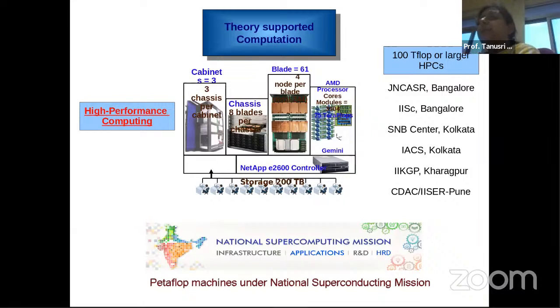And there are in our country several places where we have 100 teraflop or larger capacity high performance compute clusters. I have just given some representative names like JNCASR, IISc. In Kolkata, at SN Bose Centre, we have a cluster of the tune of 150 teraflop capacity. IISER, IIT KGP, CDAC, IISER Pune, and the list is actually longer than what I have listed here. And in recent times, there has been a huge effort in the name of the National Supercomputing Mission, which is aimed at having petaflop machines under this mission. Already such machines have been installed in CDAC, IISER Pune, IIT KGP, IIT Kanpur, as well as JNCASR. And there have also been some discussions to have such an effort in Kolkata. Of course, we will all be beneficiaries if such a petaflop machine is set up in Kolkata.